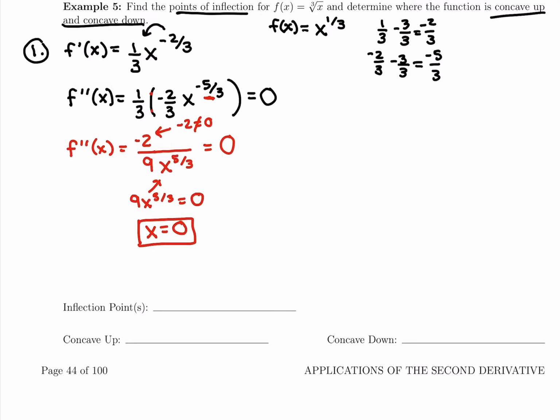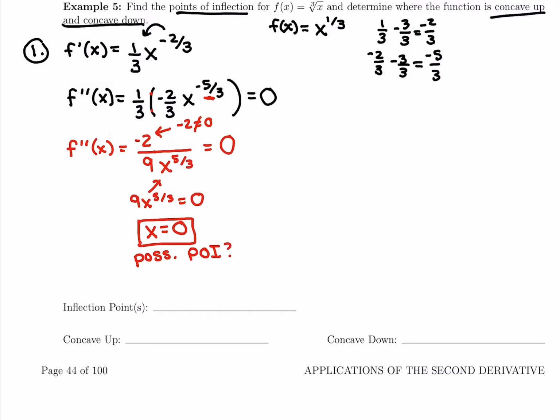So instead of dividing by 9 and taking a root to try to get rid of the 5/3, raising it to the 3/5 power would be the algebra way. We're just going to think about it. 9 times something is 0. The something must be 0. So this x is special. This is my possible point of inflection.